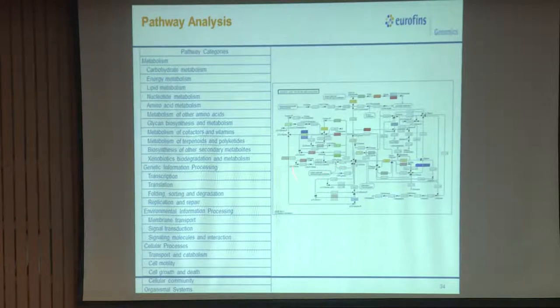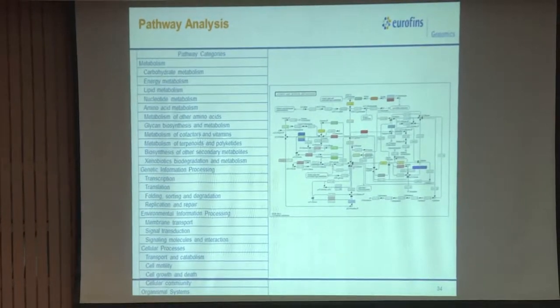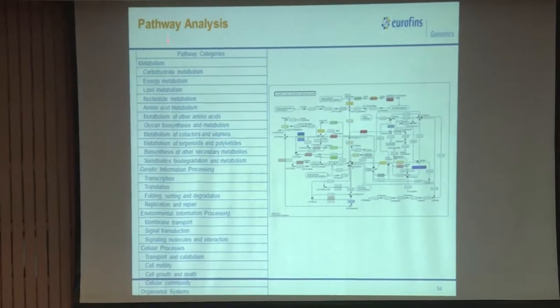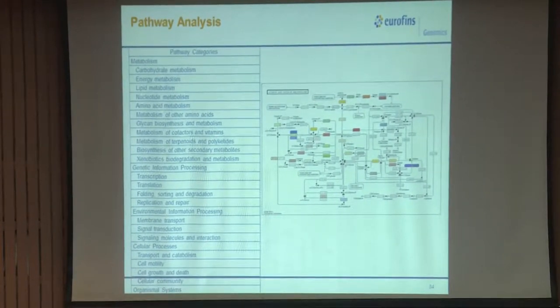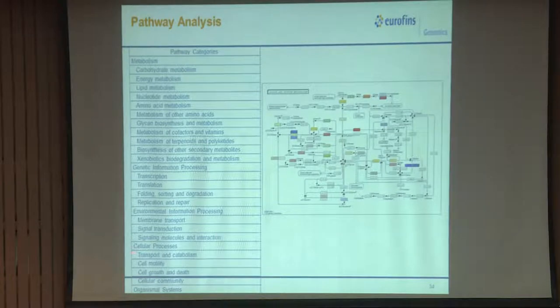Then the KEGG database, where you have various pathways; you just have to BLAST against the KEGG database. Whatever genes we have identified, we go and BLAST them, and identify which pathways these genes fall in. These are the rough categories of the pathways which are available. So we have a metabolism category, genetic information processing, environmental information processing, cellular processes, organism systems, and so on.